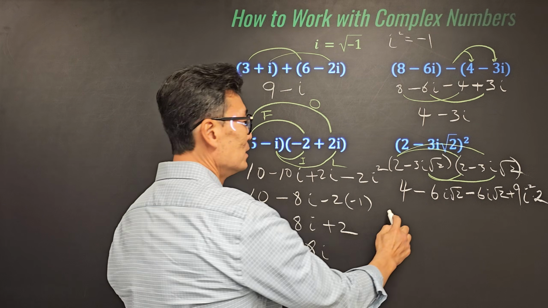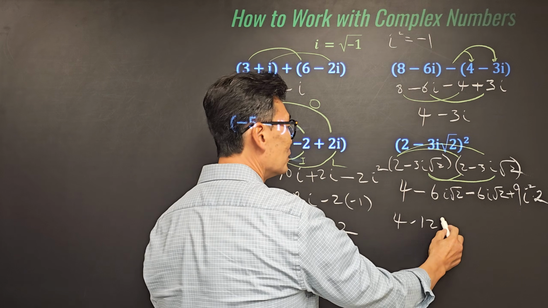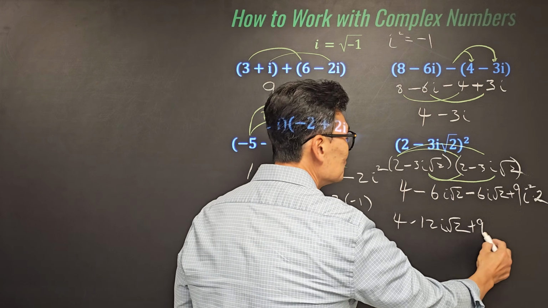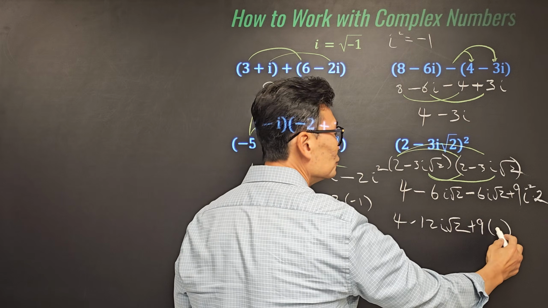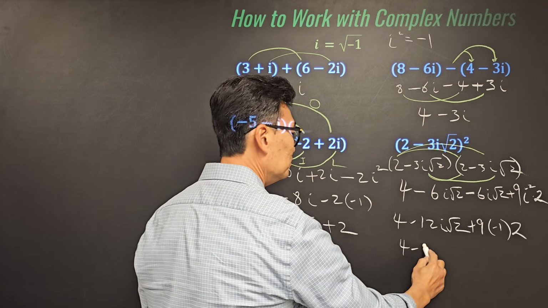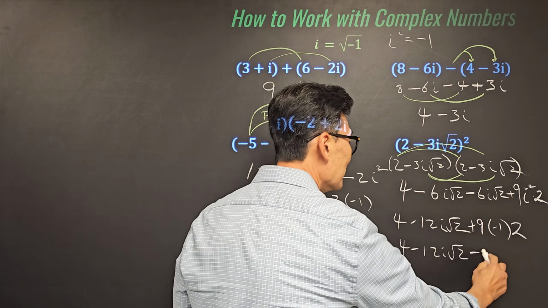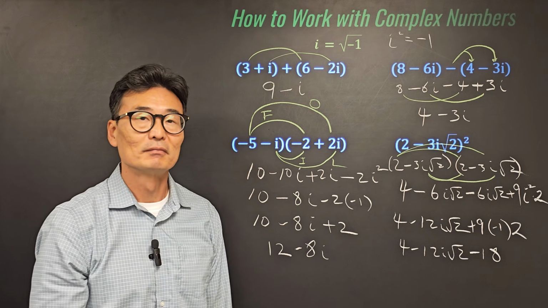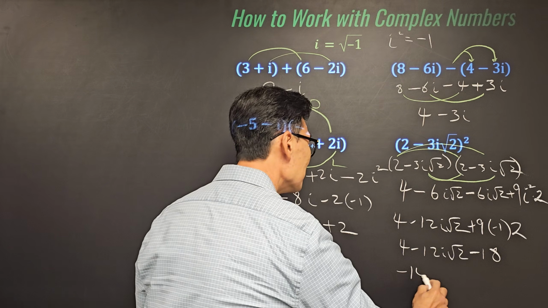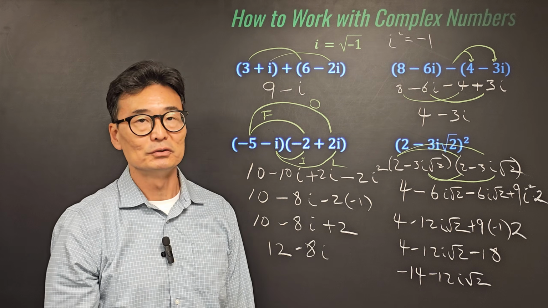Next, let's combine the negative 6i root 2 with negative 6i root 2, which will be negative 12i root 2. And here I'm not going to do much. I'm just going to change that i squared into negative 1. Nine times negative 1 times 2 is negative 18. And then lastly, 4 minus 18 is going to be negative 14. And then we have that negative 12i root 2.